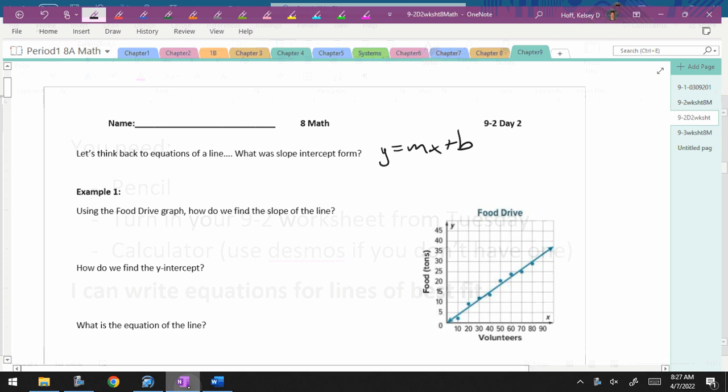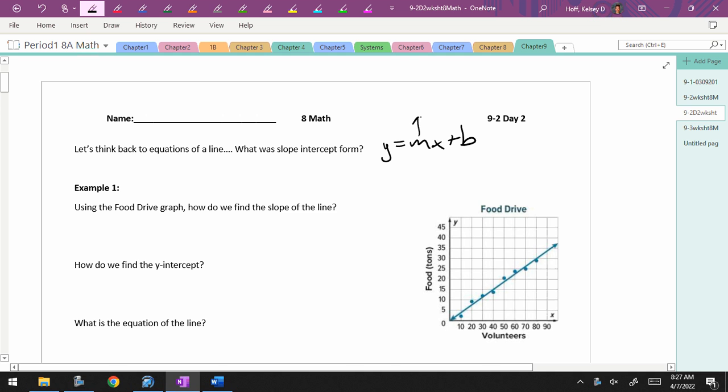What does m stand for? Very good. And what does b stand for? That's part of your slope. Very good. Your y-intercept.